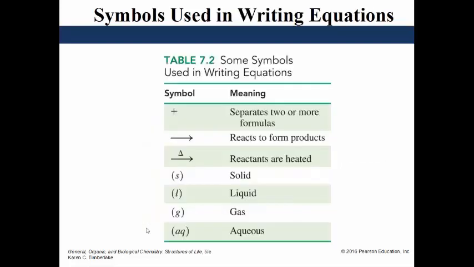And there's a good summary of all these symbols that you would see with any chemical equation. The plus sign, separating two or more reactants, or two or more products, in the equation. The yield or arrow sign. The arrow with the triangle, or the delta symbol, shows that reactants are heated to give you the products. And solid, liquid, gas, aqueous.